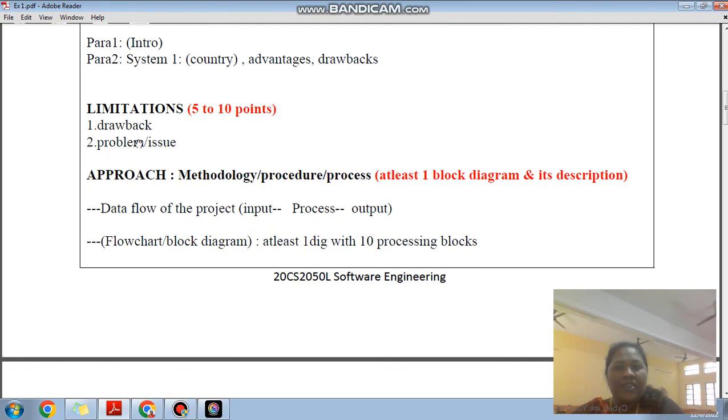Then you have to write about the limitations, 5 to 10 points: the main drawbacks or the gaps that you have identified, the main problem and the issue that you have identified and are going to solve. So those points you have to put here.